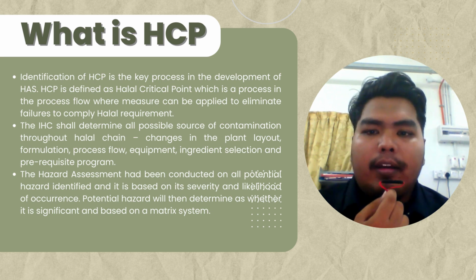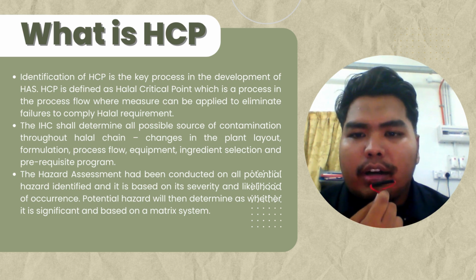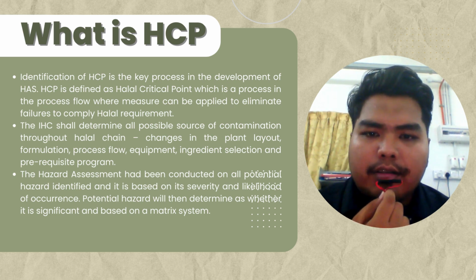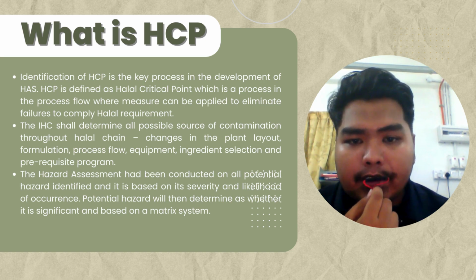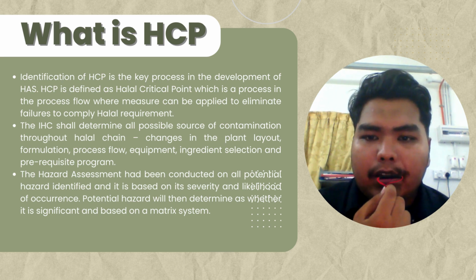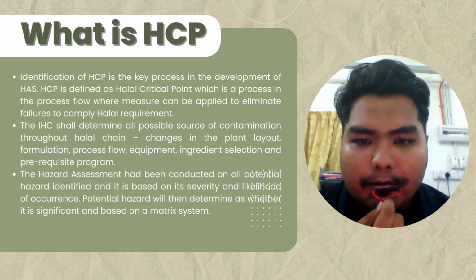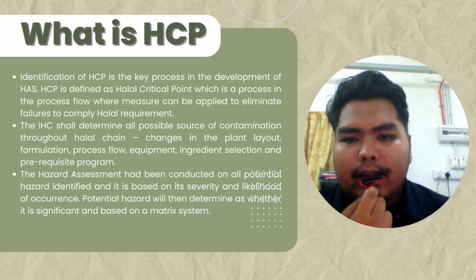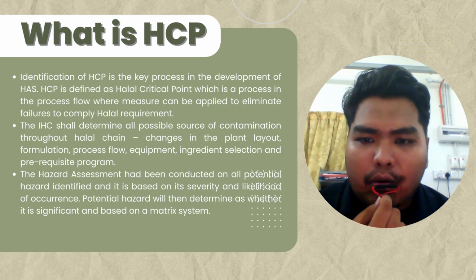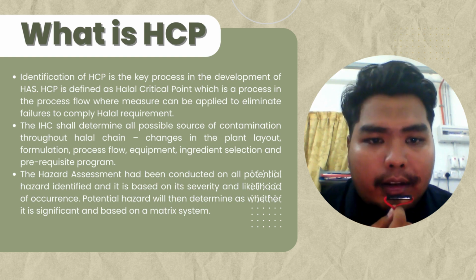halal requirements. The IHC shall determine all the possible sources of contamination throughout the halal chain. Changes in the plant layout, formulation, process flow, equipment, ingredient selection, and prerequisite program. And halal hazard assessment had been conducted under all potential hazards identified, and it is based on the severity and likelihood of occurrence. Potential hazards will then be determined as to whether they are significant, based on a metric system.